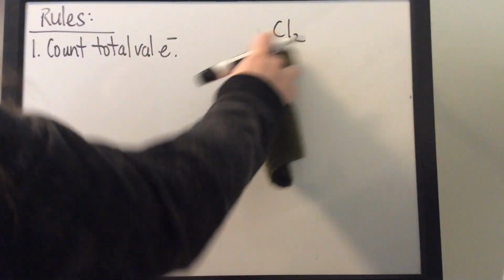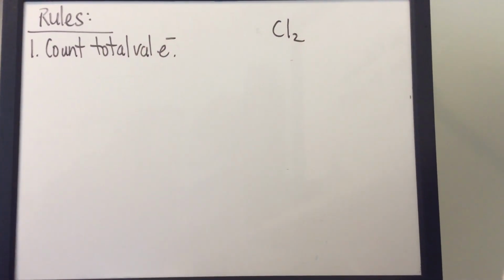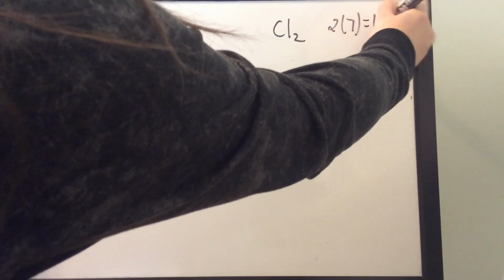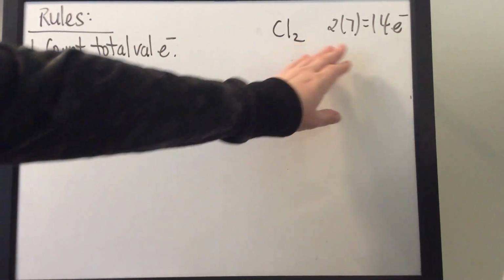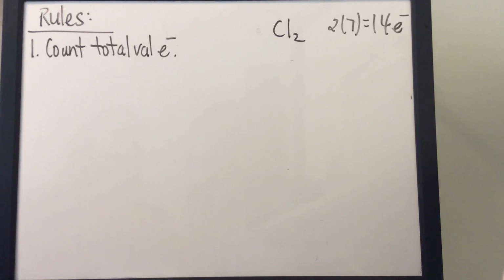In my molecule Cl2, I have 2 chlorines, and each chlorine has 7 valence electrons. So essentially I have 2 times 7, which is 14 valence electrons that I'm going to work with. 2 because I have 2 chlorines, and 7 because each chlorine brings me 7. Or 7 plus 7, same idea. That's my first rule for drawing Lewis structures: count the total valence electrons.